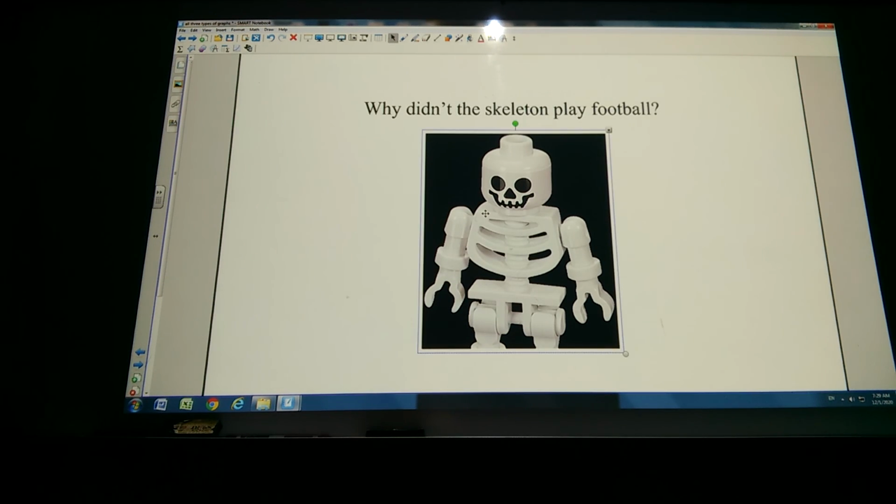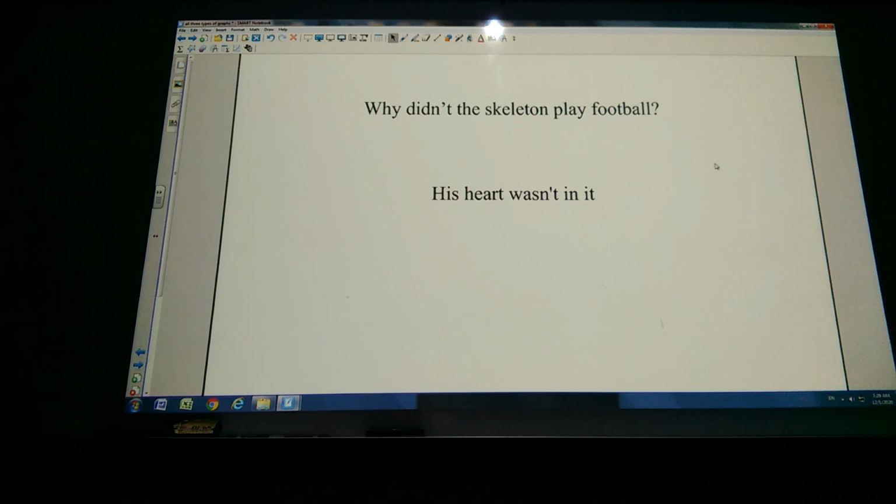Why didn't the skeleton play football? His heart wasn't in it.